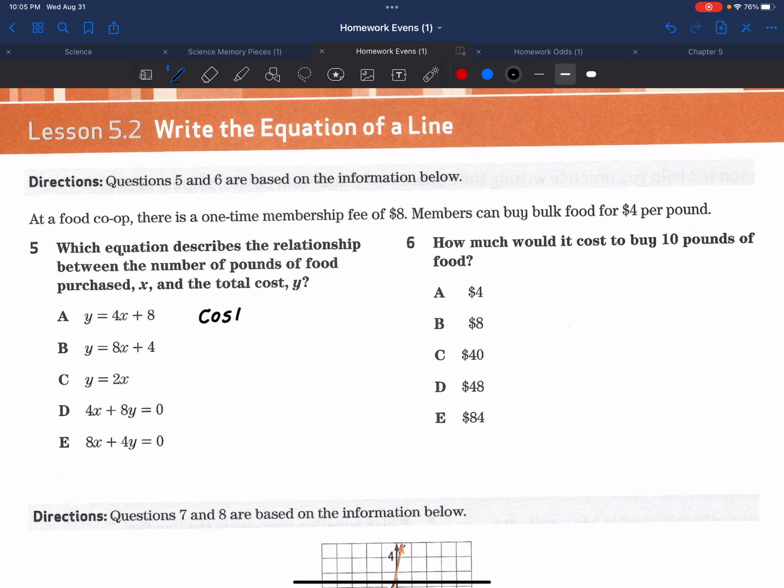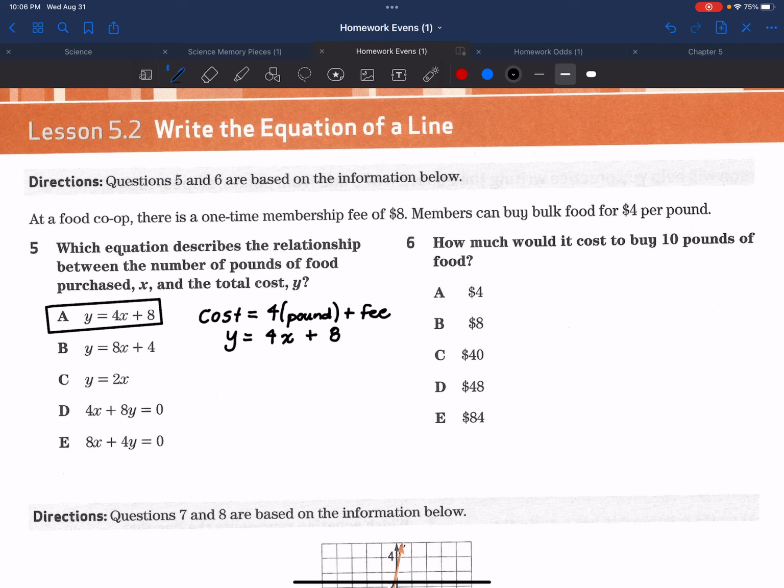Well, it tells me that cost equals $4 a pound. Let's do it this way. $4 times the pounds that you buy plus the fee. So cost, that's Y, is 4 times X, that's the pounds, plus the fee, which is $8. And that's the equation I'm looking for. Y equals 4X plus 8. So I like that first option.